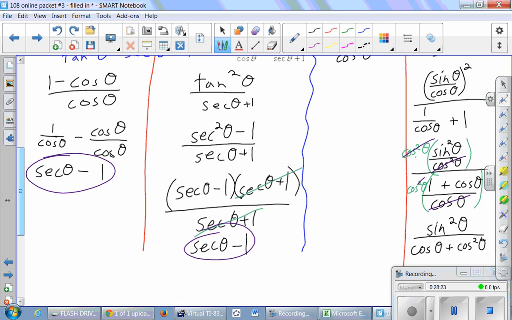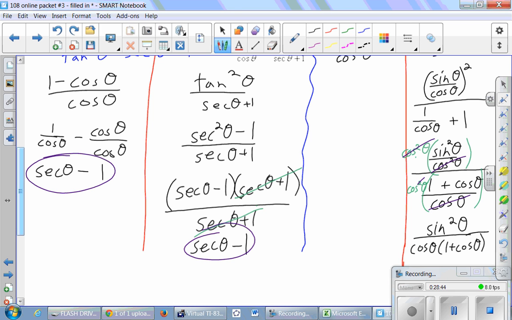In fact, distributing that, I'm not convinced that that was such a great idea. So let's not do that. Generally, distributing on the bottom is not such a great idea. Okay, so I'll just copy it. Cosine theta times 1 plus cosine theta.